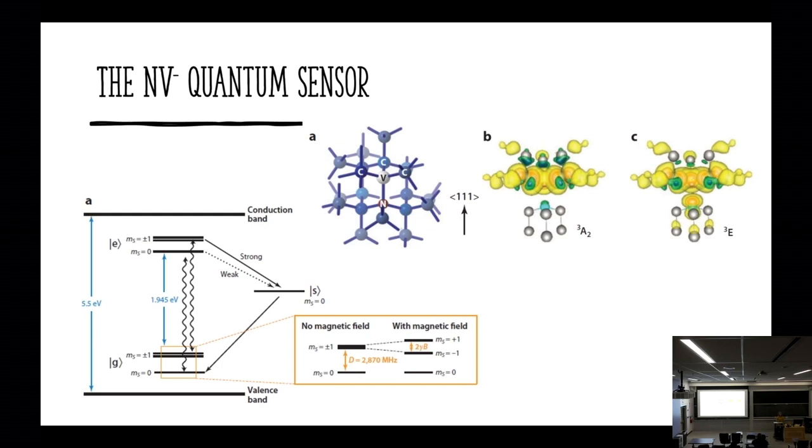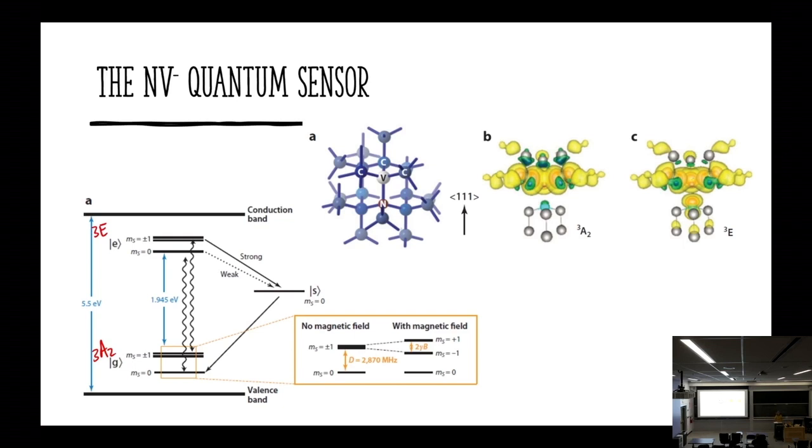of the NV center. So we have our valence and conduction bands of diamond, very wide band gap, 5.5 electron volts. That's why they're transparent. They don't absorb visible light. But then we have this mid-gap set of electronic states. So we have a ground state that has a triplet A2 electron configuration, and we have an excited state that has a triplet E electron configuration.